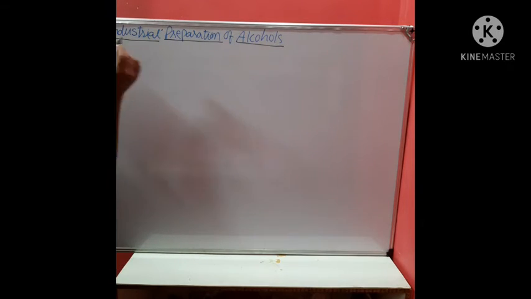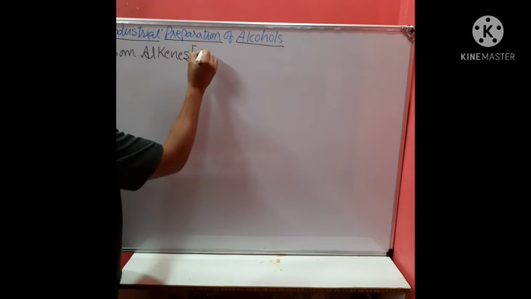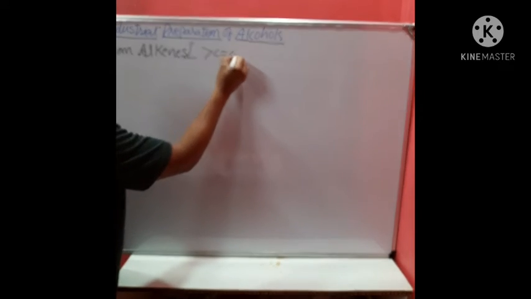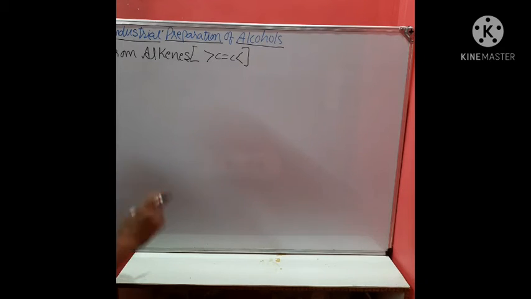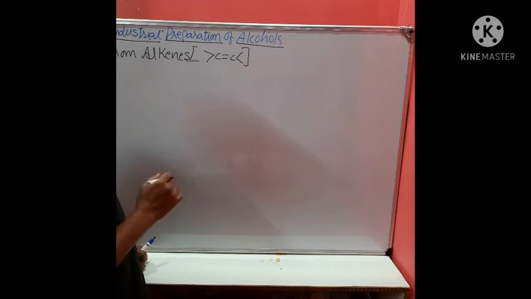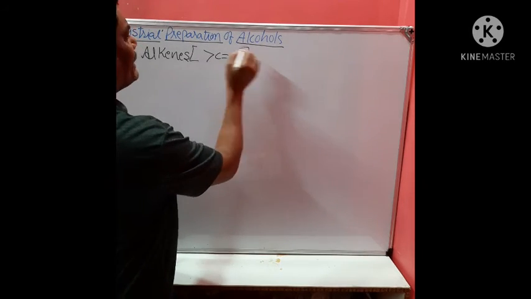In this preparation the first one is from alkenes. Alkenes means compounds containing a double bond. This is the major source of the preparation of alcohol. Students, this is also very important, as it is asked in the CBSE board exam with the mechanism. So first I am writing the reaction.